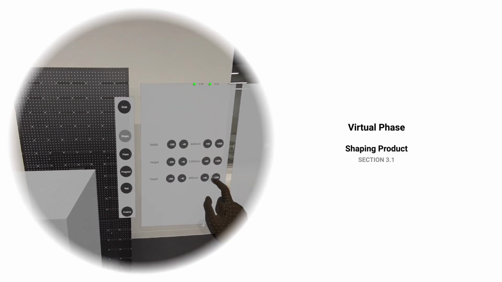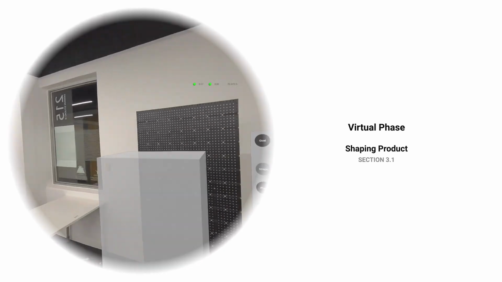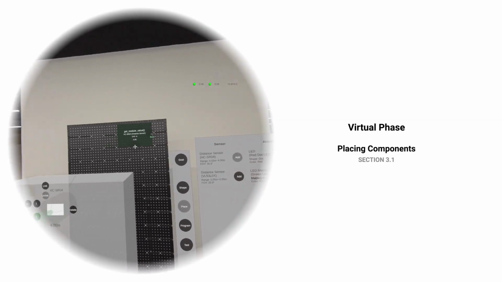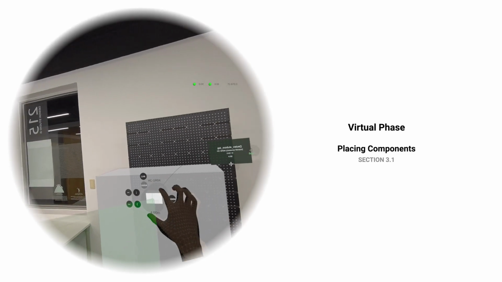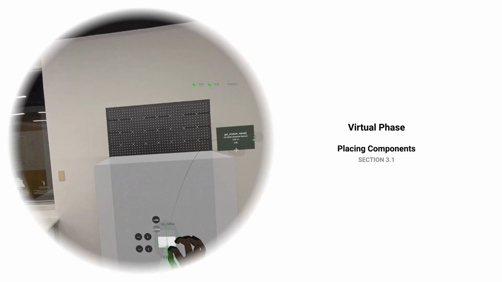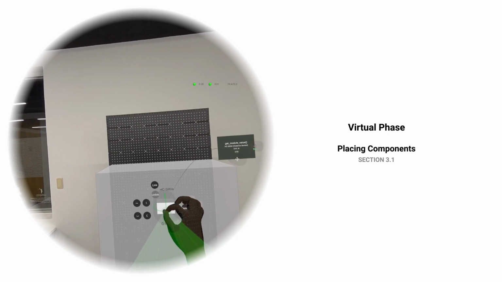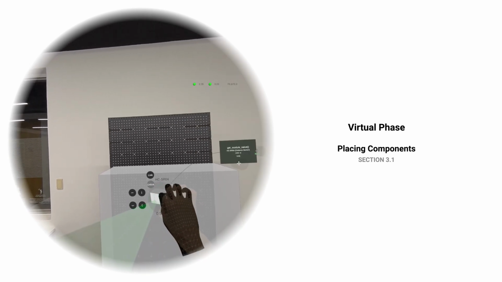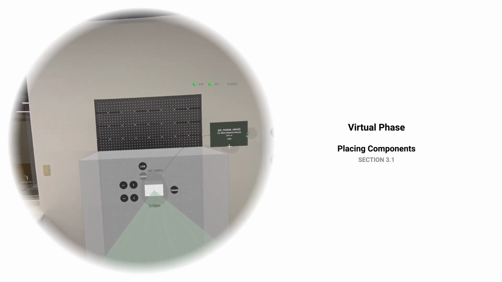In the virtual phase, the first thing you'll do is shape your product by setting the size. Then, you can select and add sensors and actuators from the component list. Moving and rotating these components is simple and intuitive, just like handling physical objects. The grid snapping feature ensures that placement will be consistent when transitioning to physical components later.